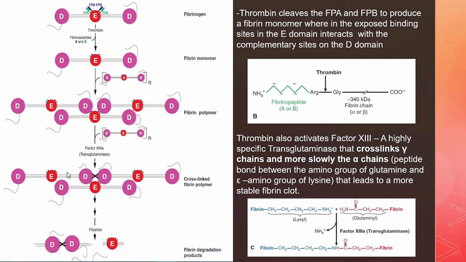Okay? It cross-links your gamma chains and your alpha chains of the two fibrin. Ito siya. To stabilize the fibrin clot. Okay? But please take note, dahil biochem tayo, yung amino acid, lysine and glutamine. That is the amino acids being acted by your factor 13. Si thrombin, please take note, arginine and glycine bond, pag-remove niya ng fibrinopeptide A and fibrinopeptide B.